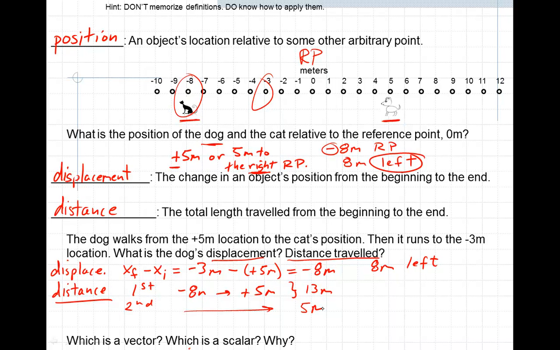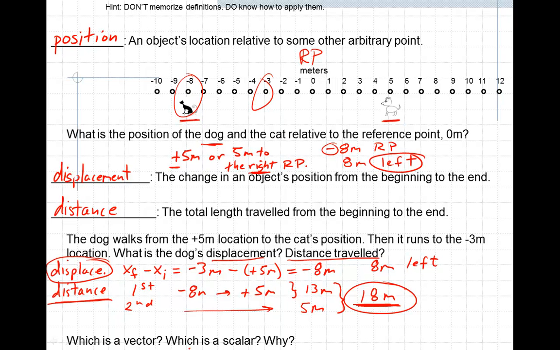Now, again, direction doesn't matter. We don't care whether it's to the left or to the right. The total distance it traveled, therefore, is 18 meters. Okay, and we don't say to the left or to the right because direction doesn't matter. So it's a total length that's traveled of 18 meters. So notice for displacement, all that matters is the beginning and the end. But for distance, everything in between matters as well. The total length matters. The final question is, which of these is a vector and which is a scalar?